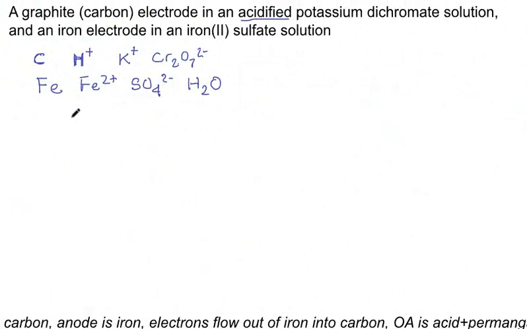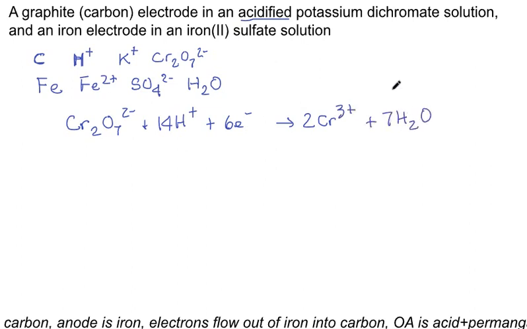So one of them is Cr2O7 2 minus, 14 hydrogen plus 6 electrons gives 2 chromium 3 plus and 7 water. You copy that out of the data book. This is the 14627 I was trying to hold in my head. And our reducing agent was iron metal. That reaction goes in reverse relative to what's in the data book, so we get iron turning into iron 2 and 2 electrons. So those are the two reactions we'd have in our cell.